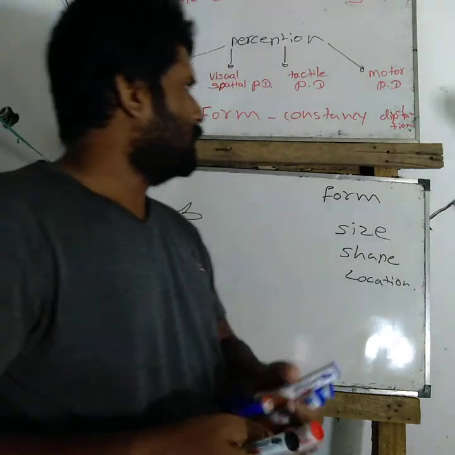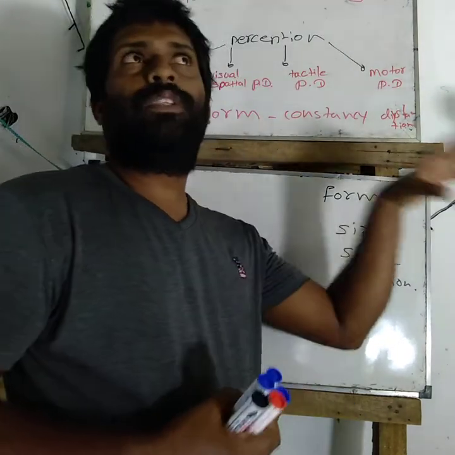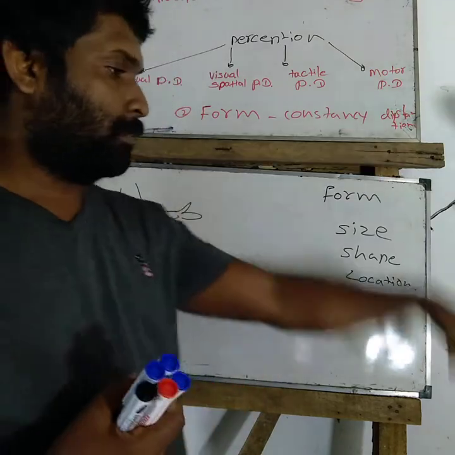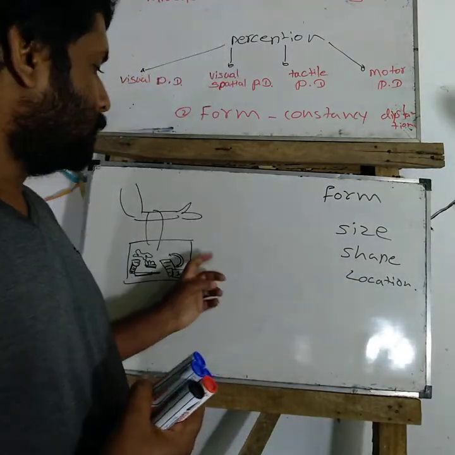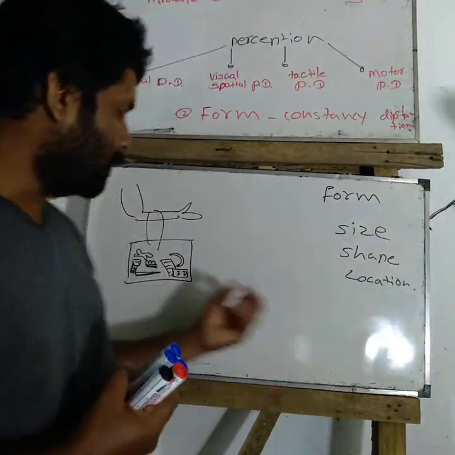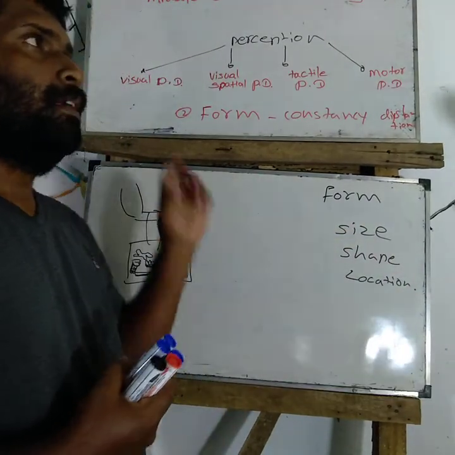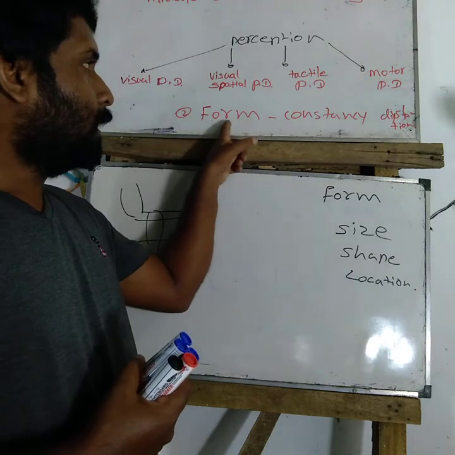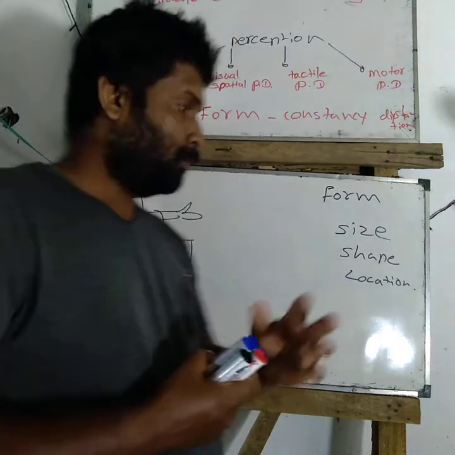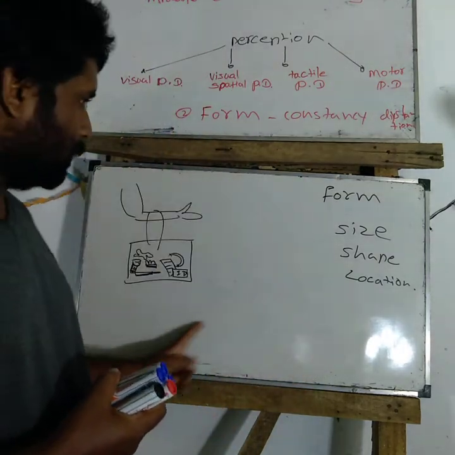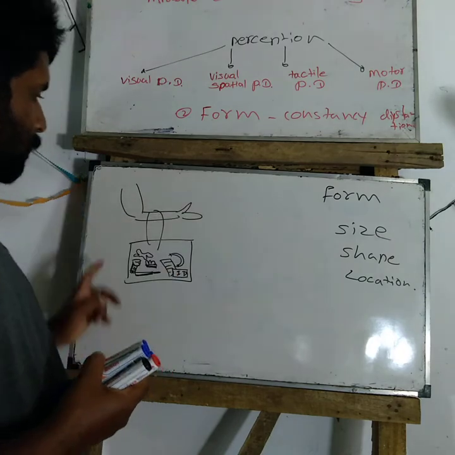Likewise, a lot of things inside the bag. The form constancy patient can't put the arm inside the bag and select the ID card. He can't select the identity card. He can't select the pen because he can't tactilely identify the form. This is another example, form identification.